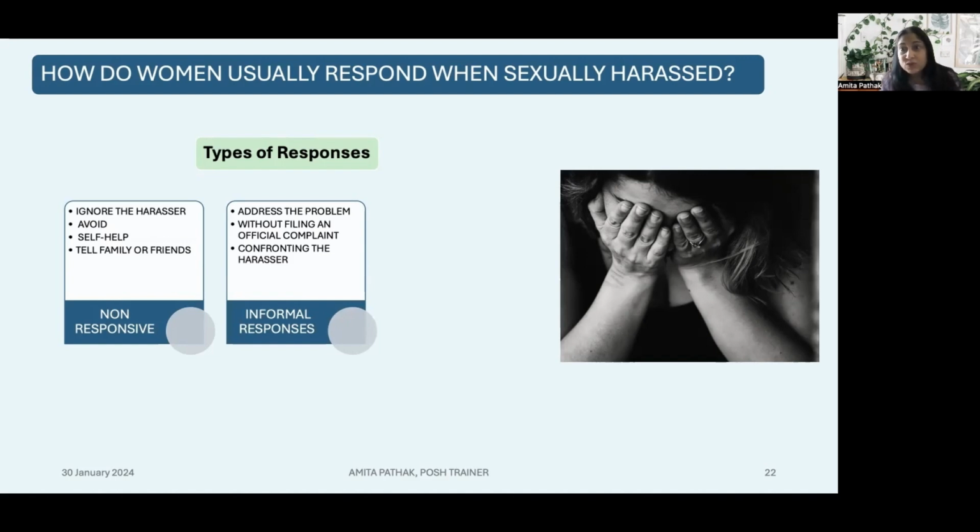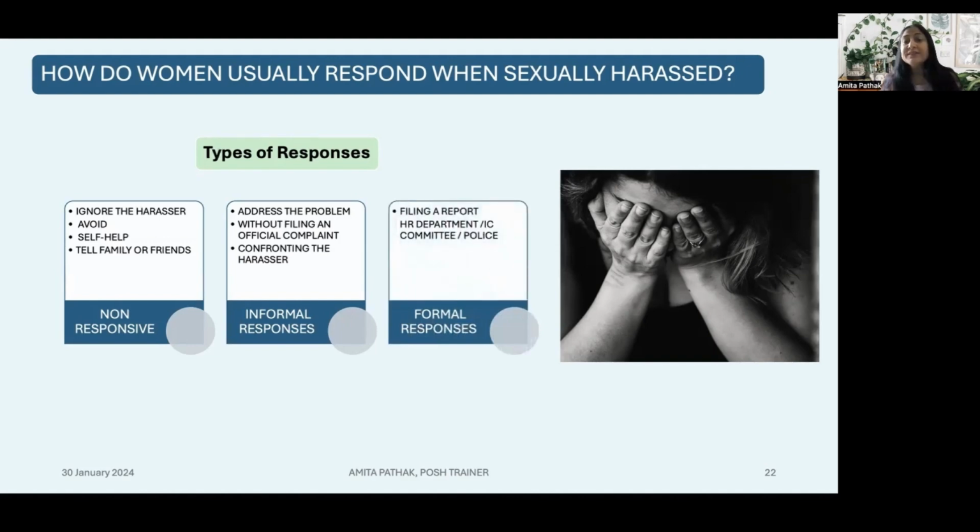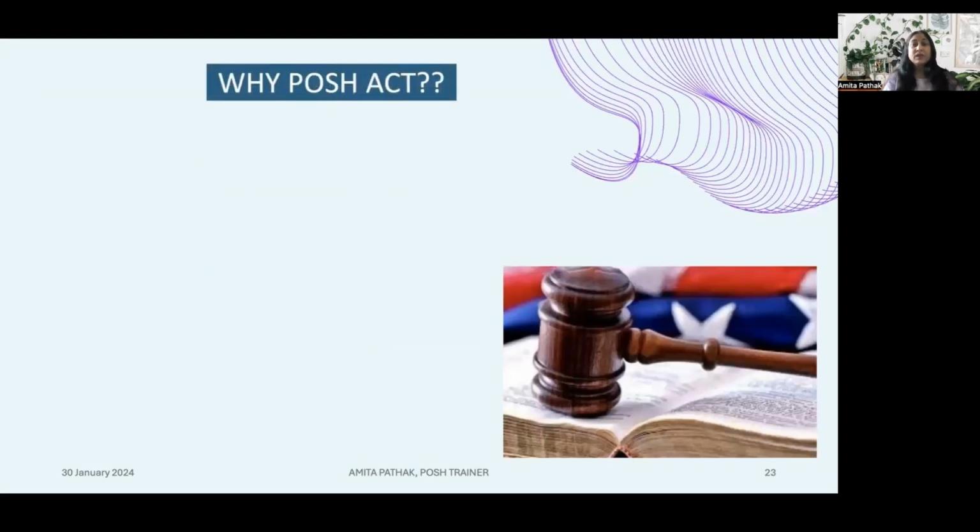Now the question is, what comes into record? Dear friends, only formal responses come into the record: filing a report to the HR department, the IC committee or the police. When a woman faces this type of harassment and files a complaint with the HR department or the concerned authorities, only then are the complaints recorded. The data that we see through different angles or perspectives covers only formal complaints. So dear friends, it means that there is a lot of harassment that is not being recorded due to various reasons. So that is the types of responses. Let us go ahead. Why POSH Act?